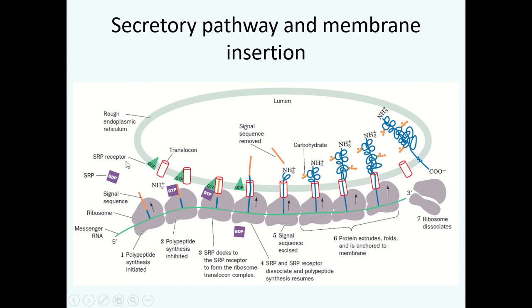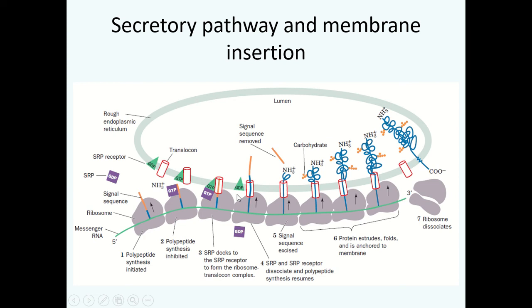SRP has a receptor on the surface of the endoplasmic reticulum. The receptor is diagrammatically represented here. Now, when SRP is complexed with a ribosome, it brings the entire complex to its receptor and binds here. So in this way, the entire complex, including the ribosome, messenger RNA, and partly synthesized protein, is brought to the surface of the endoplasmic reticulum.